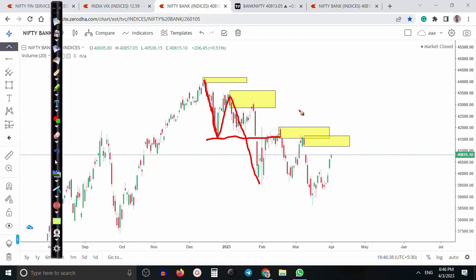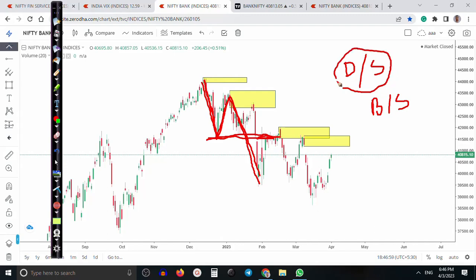So basically we are using demand and supply and another, breaking the structure. So here you can see price drops, creates a new low, pulls back again, breaks this structure. This is a structure. So price is respecting these two areas: one is demand and supply, another is structure. In that case, first they're respecting demand and supply, and next they're respecting the structure.